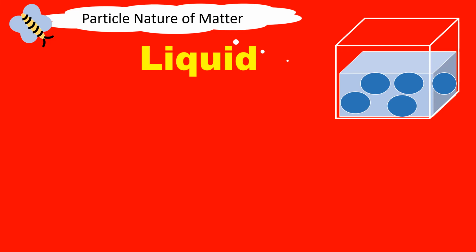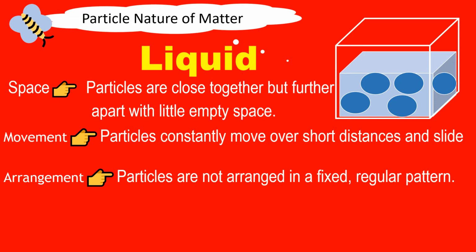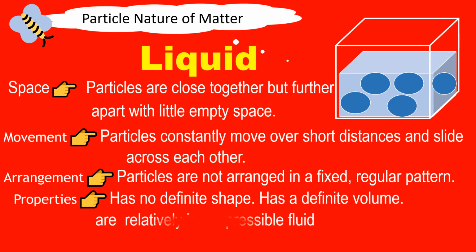How about the particles in liquid? At the right side, there is a diagram of liquid particles. Try to observe the picture. In terms of space, the liquid particles are close together but slightly farther apart, with a little empty space. The liquid particles constantly move over short distances and slide across each other. And the liquid particles are not arranged in a fixed, regular pattern.